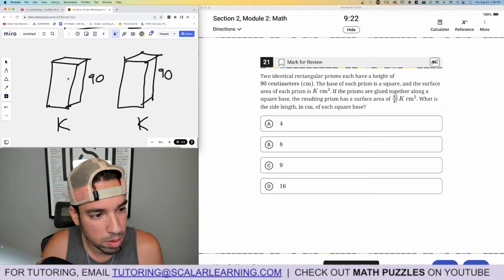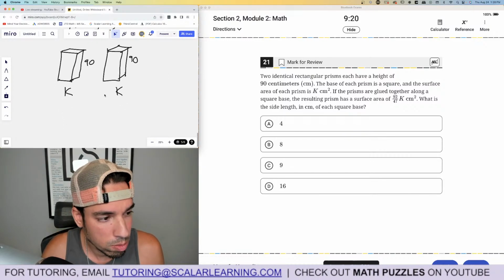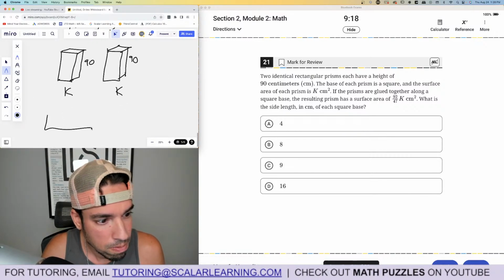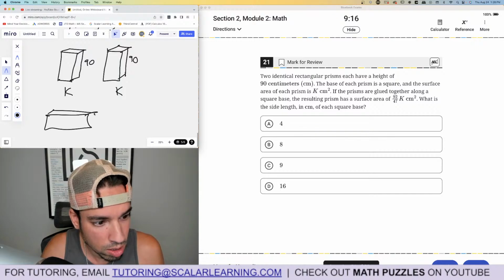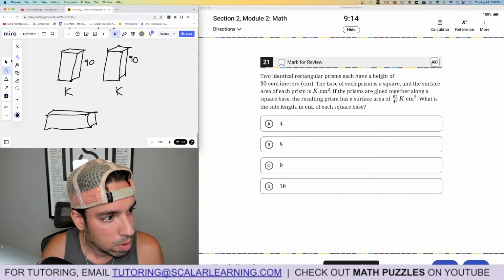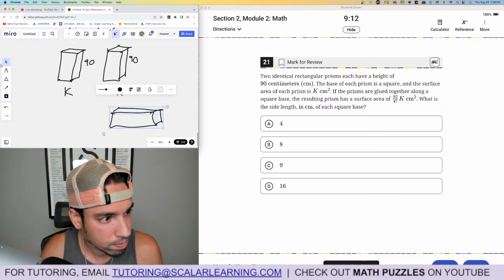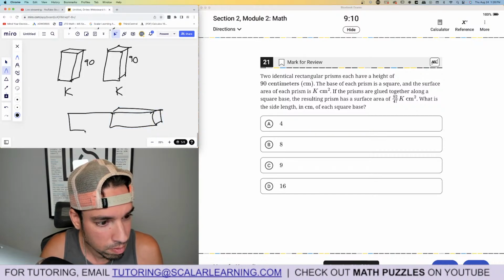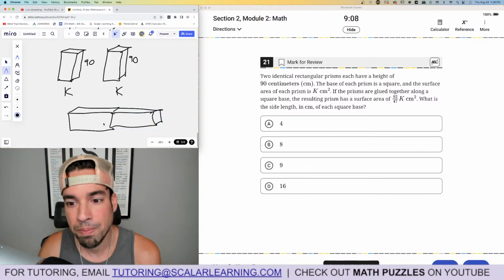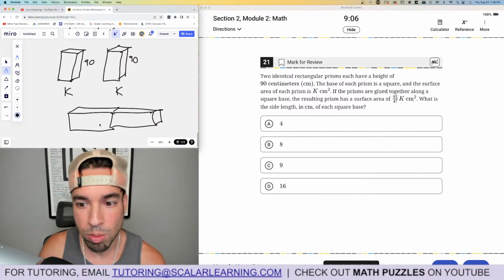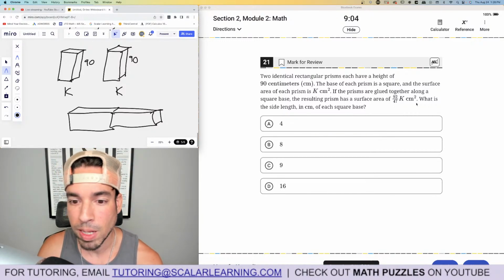Here, let me zoom out a little bit. If they're glued together by the square base, meaning we fit them together like this, kind of turn them on their sides. Wait, let's do it like this. Okay. If the prisms are glued together on a square base, the resulting prism has a surface area of blah, blah, blah. What is the side?